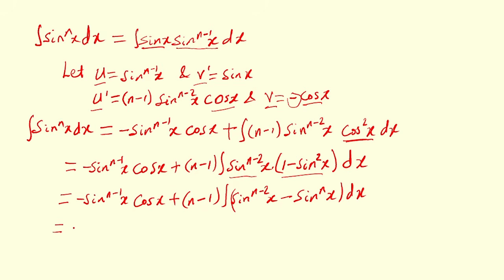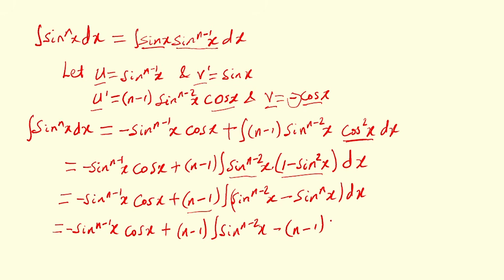It will give us minus sine raised to n minus 1 x cos x plus n minus 1 times the integral of sine raised to n minus 2 x dx, minus n minus 1, this common factor, times the integral of sine raised to n x dx. You have dx. Now, this is the integral of sine raised to n x dx.